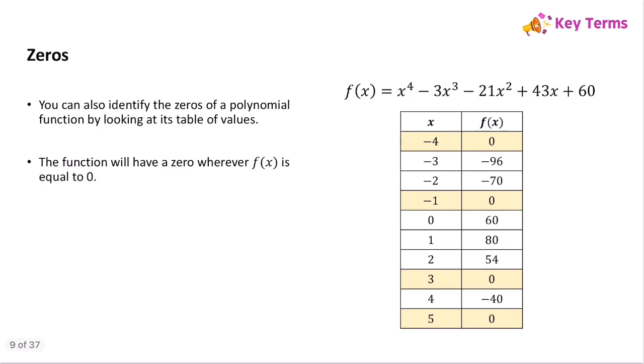You can also identify the zeros of a polynomial if you look at the table of values. Remember we said the zeros are anywhere f of x equals 0. Well, if you look at the right side of your table of values, anywhere f of x equals 0 is going to be the location of a 0.